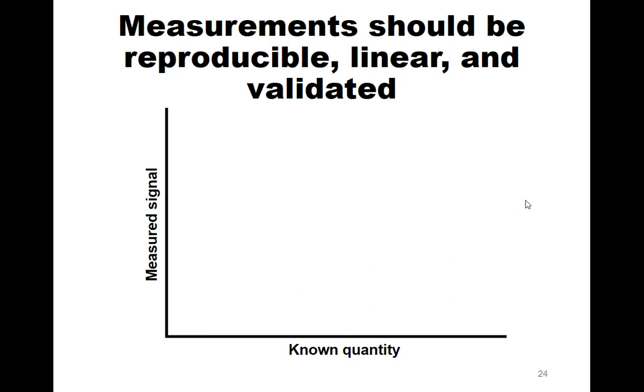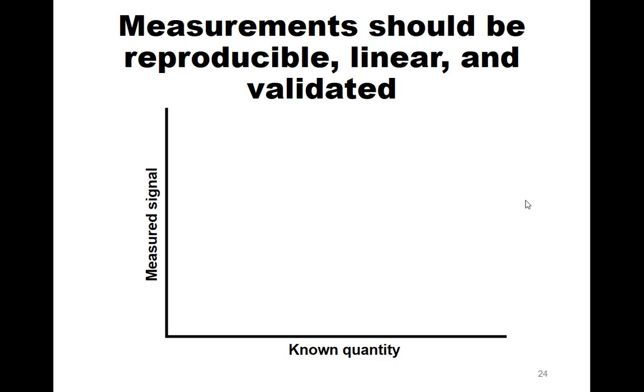And that brings us to the cornerstone of my life and my research, which is a calibration curve. On the x-axis of a calibration curve, you have a known quantity, something you absolutely know. It could be a spike-in amount. It could be the number of cells on your column. It could be the number of brains out of a mouse.